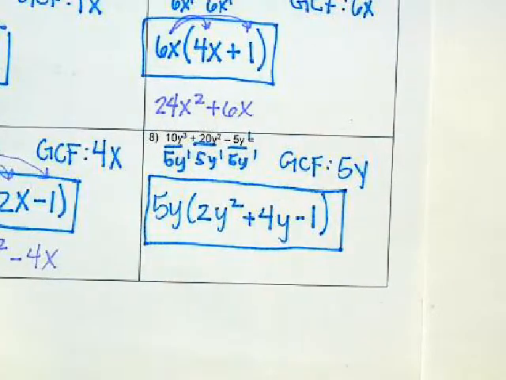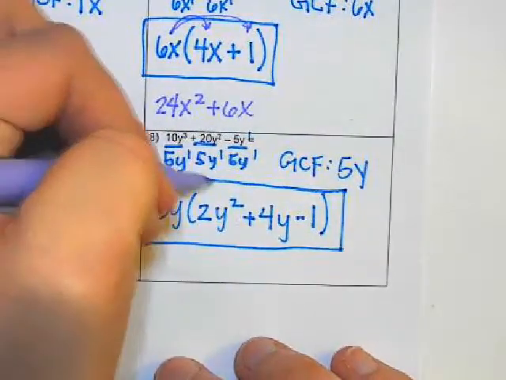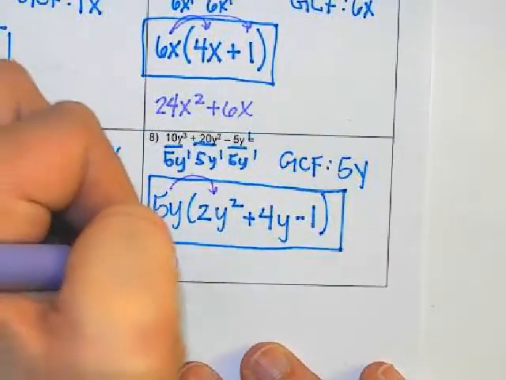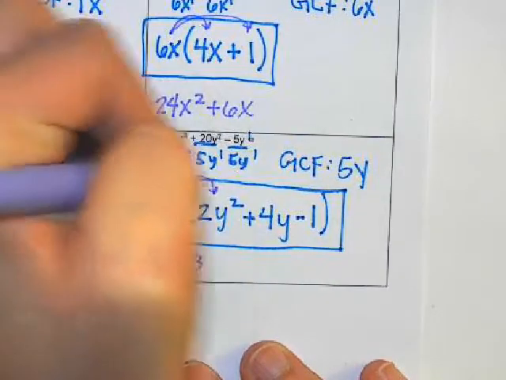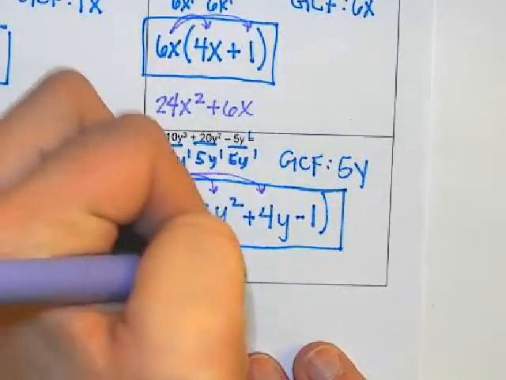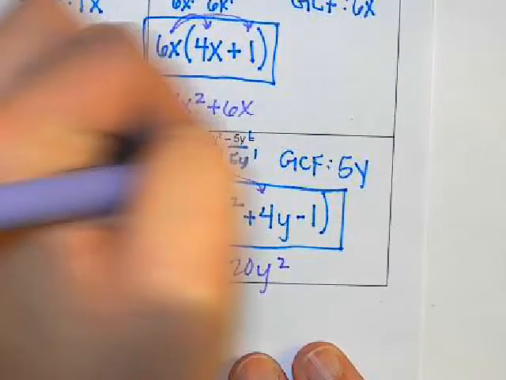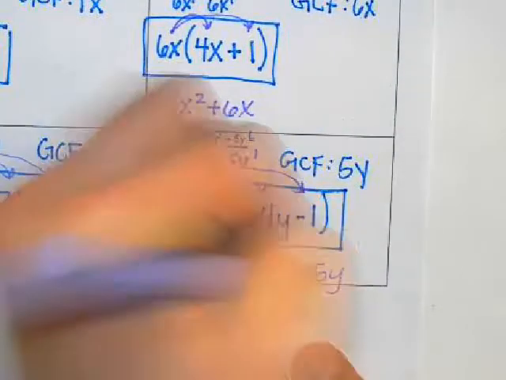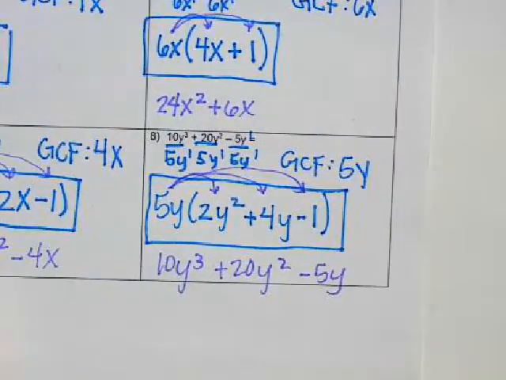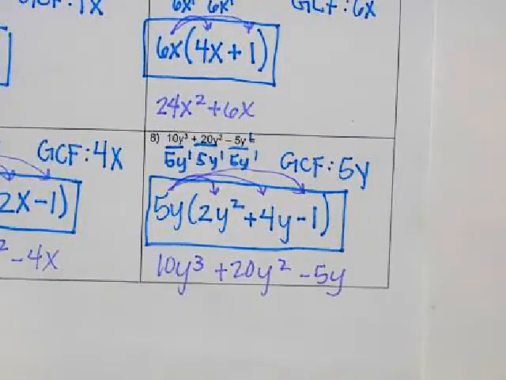And if I want to check it, 5y times 2y squared is 10y cubed. 5y times 4y, positive 20y squared. 5y times negative 1, negative 5y. And we are all complete. Okay. We are.